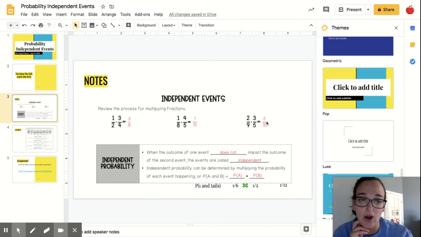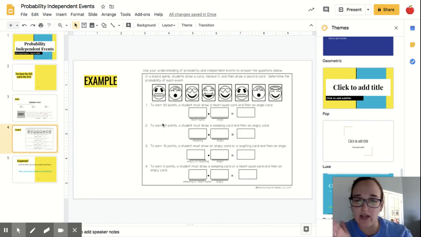Up here, they already simplified, so 1 times 3 is 3, 2 times 4 is 8, 3/8. But 1 times 4 is 4, 8 times 5 is 40. If I had 4 out of 40, that simplifies to 1/10. Same thing here, they just already simplified. So multiply straight across, multiply your numerators, multiply your denominators, and simplify. Let's look at a couple examples, and this will make more sense as we walk through it.